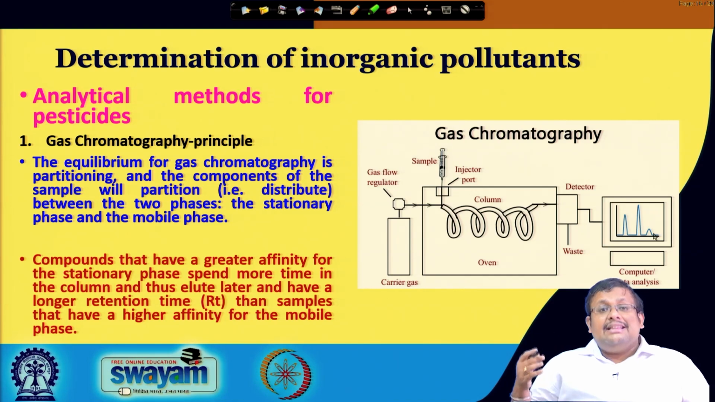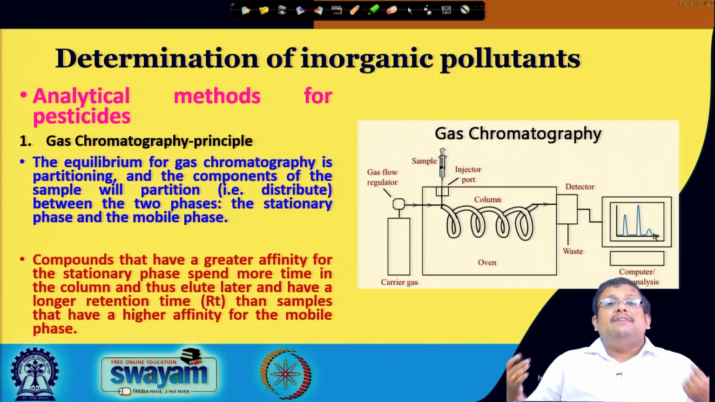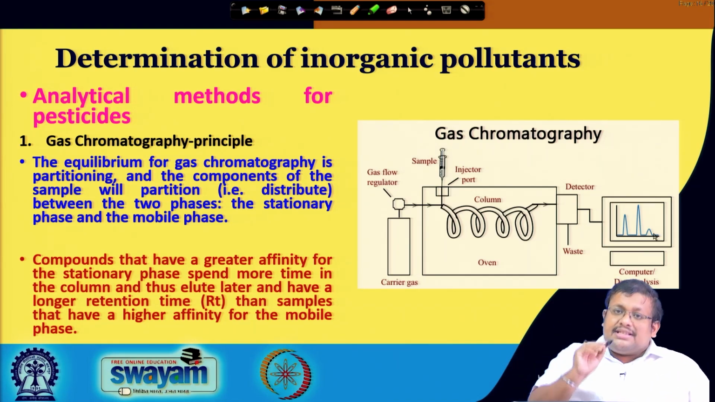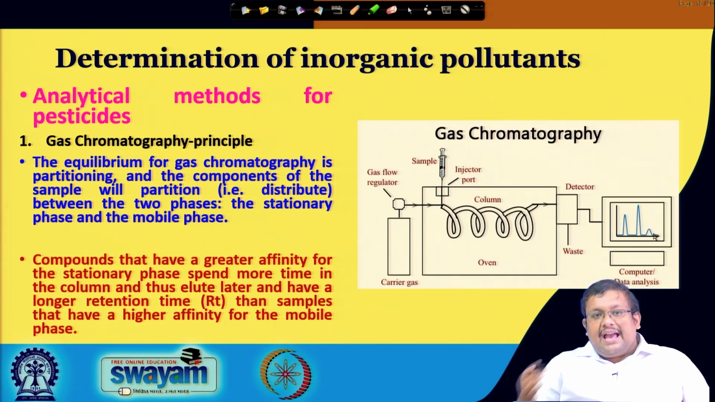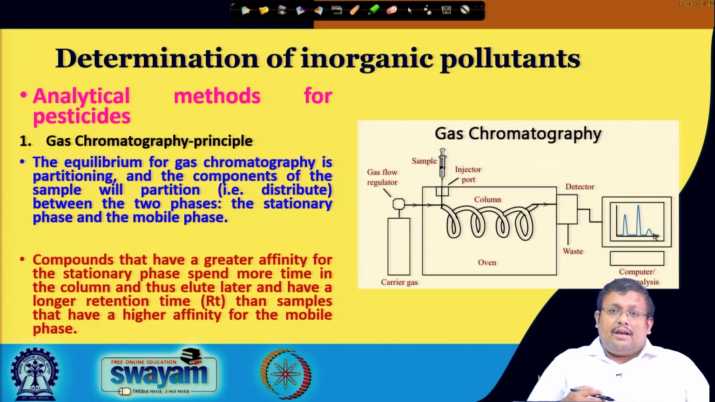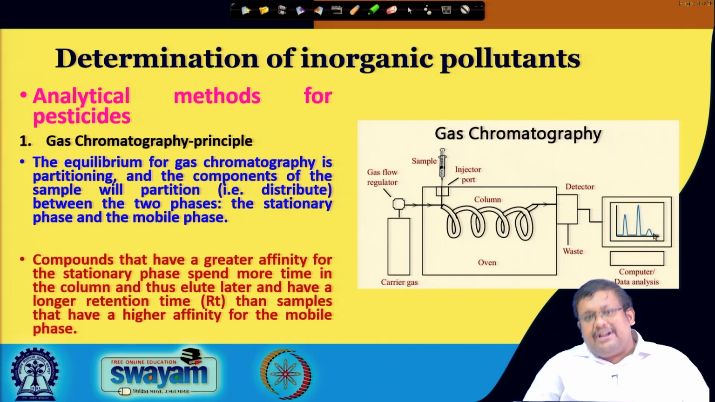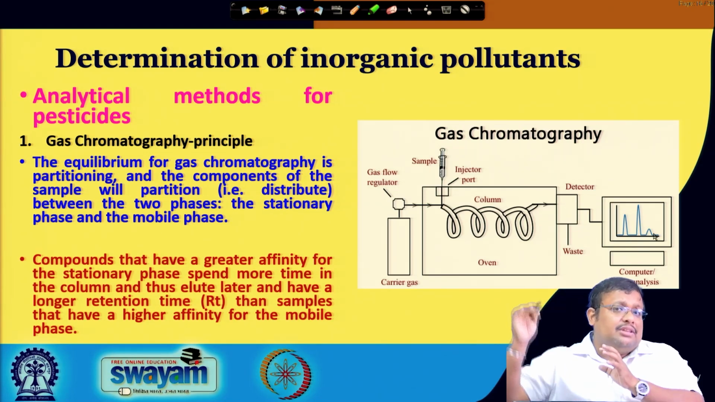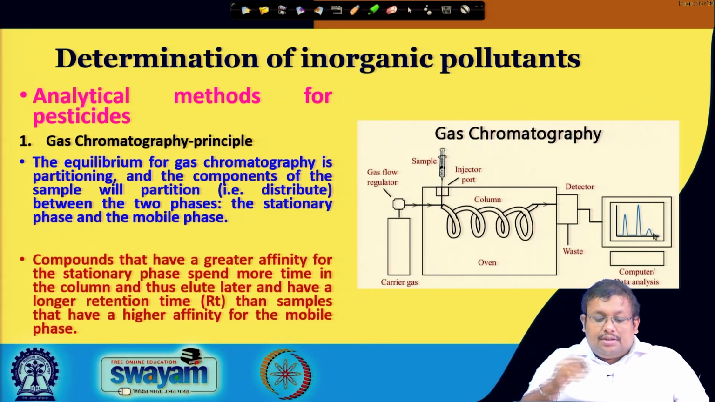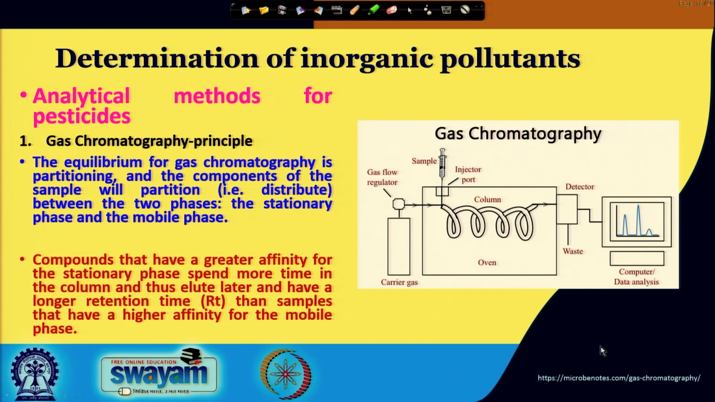So, those samples which have higher affinity for the mobile phase will elute more easily as compared to those compounds which have lower affinity for the mobile phase and higher affinity for the stationary phase. The components which have higher affinity for the stationary phase will elute later, and therefore, they will give different peaks.